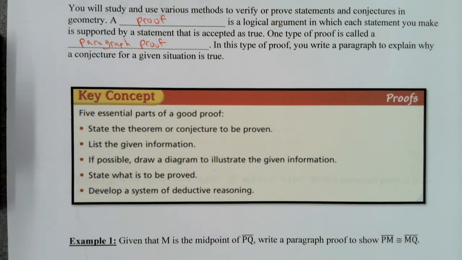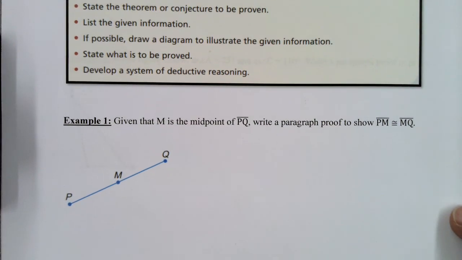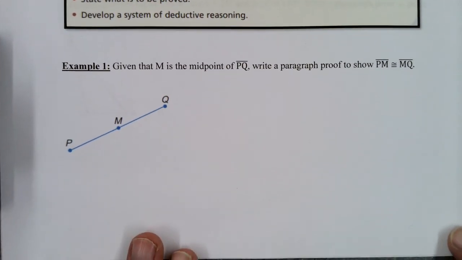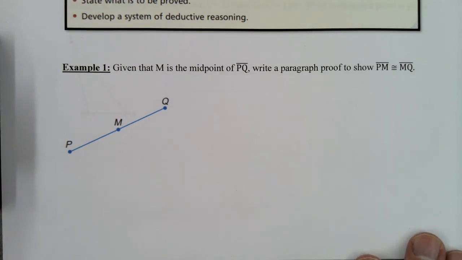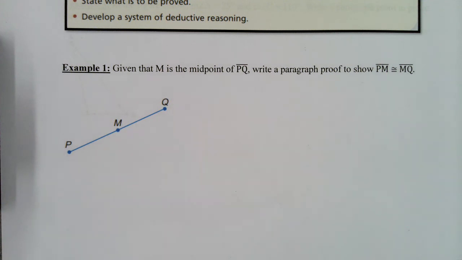So I have 3 examples today of paragraph proofs. This first one. Given that M is the midpoint of segment PQ, write a paragraph proof to show that segment PM is congruent to segment MQ. So again, we want to prove that PM is congruent to MQ. We want to prove what's called the midpoint theorem. And I don't just want to start with that. I want to prove why it's true. So here's how I'm going to start the proof.